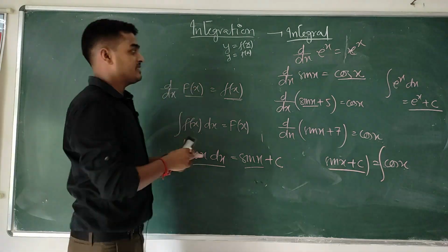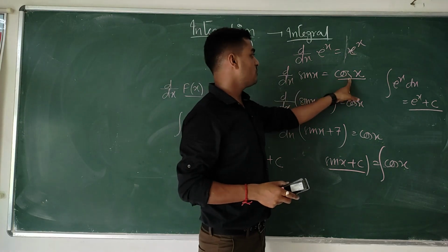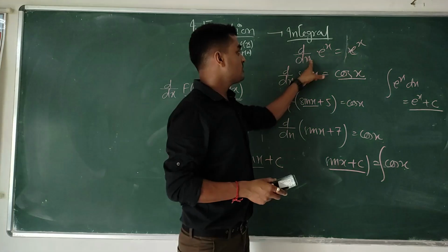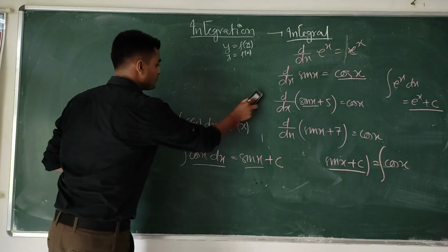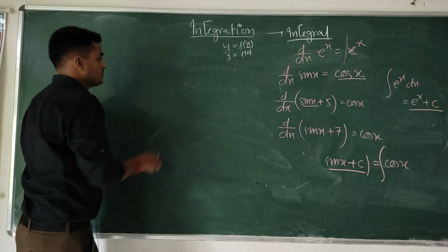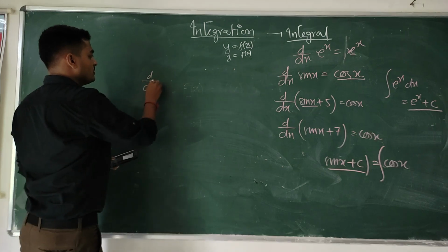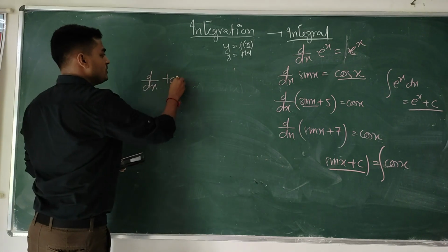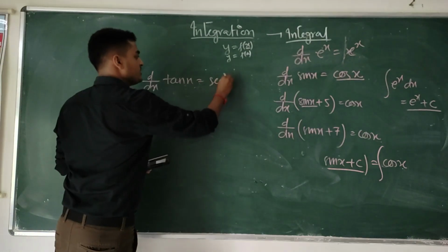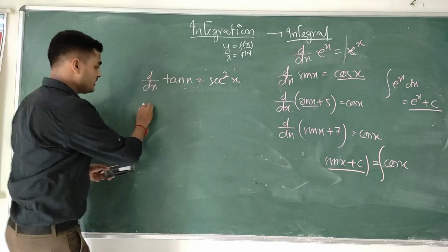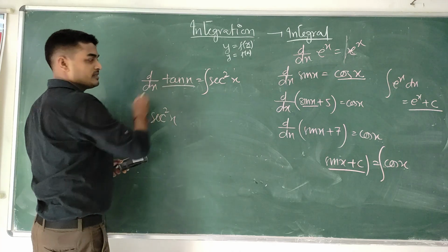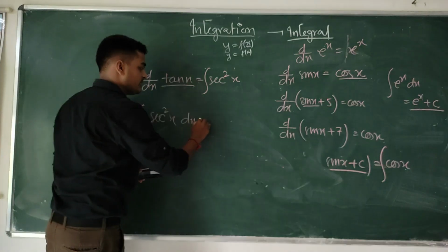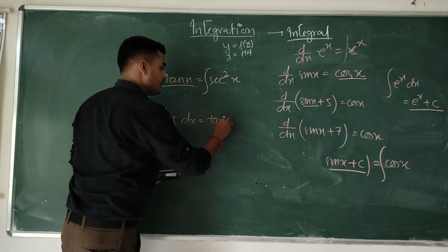The formulas you got from differentiation, you see what I said? d/dx of sin x means cos x, so the integration of cos x is sin x. d/dx of e to the power x means e to the power x, so the integration of e to the power x is e to the power x. Okay, so d/dx of tan x means sec square x. So what is the integration of sec square x? Very simple. Integration of sec square x means tan x. Integration of sec square x dx is equal to tan x plus c.